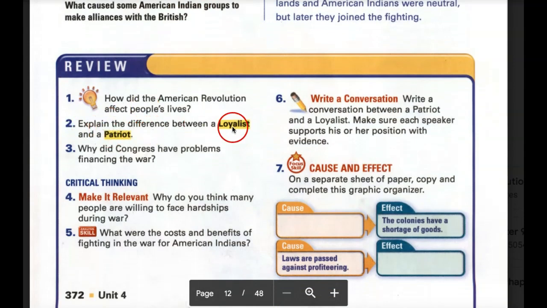Explain the difference between a loyalist, a colonial loyalist, also known as a Tory, and a patriot. Why did Congress have problems financing the war?